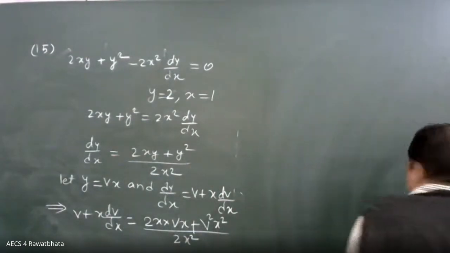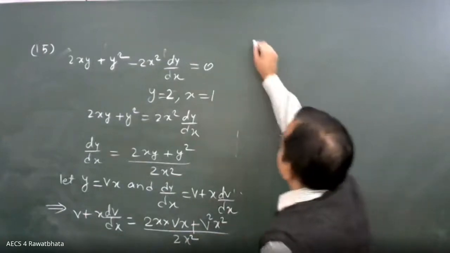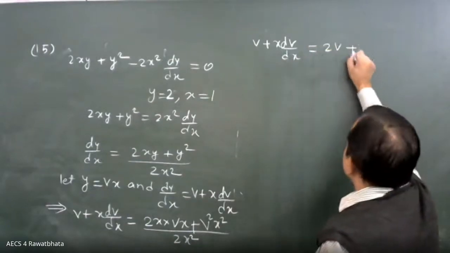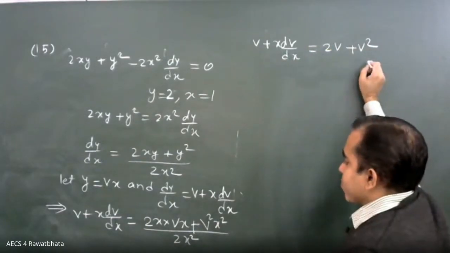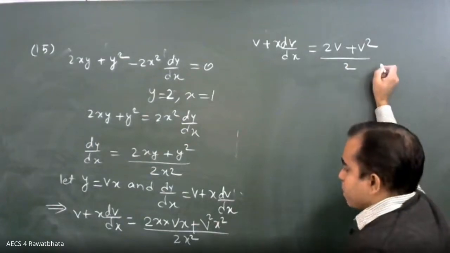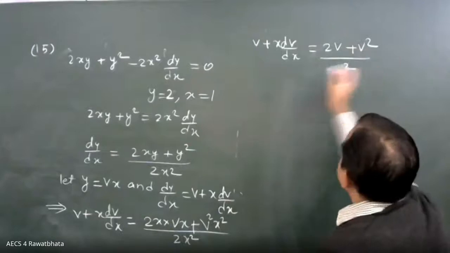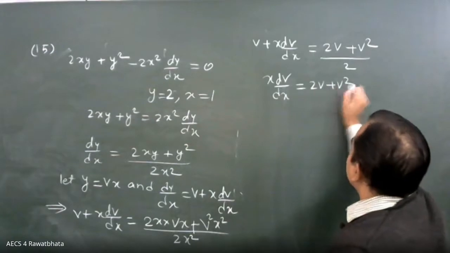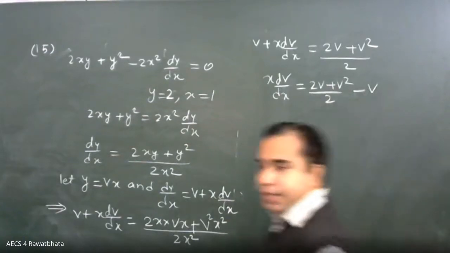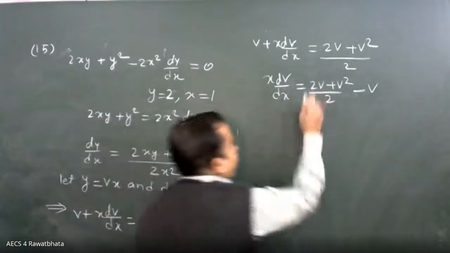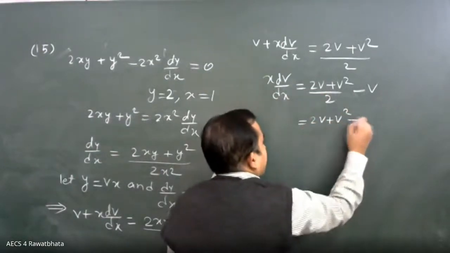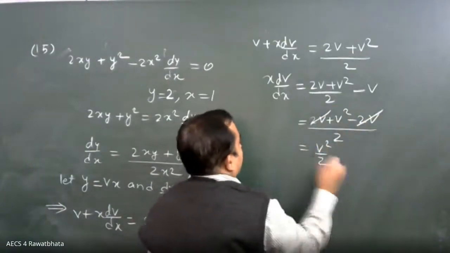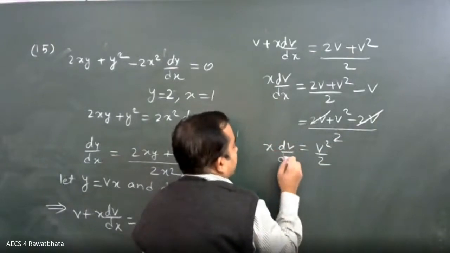In the right hand side, x square common and removed. So v plus x dv upon dx equals to 2v plus v square whole upon 2. Correct? X square removed. Shifting v on the right hand side, x dv upon dx equals to 2v plus v square whole upon 2 minus v. Let us take LCM, and you can see the 2v will also get cancelled if you take LCM. Simple it is. Now, separation of variables is very easy.